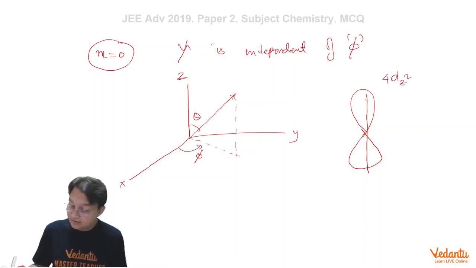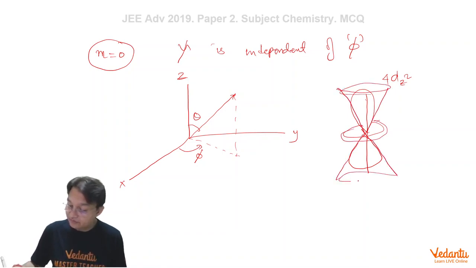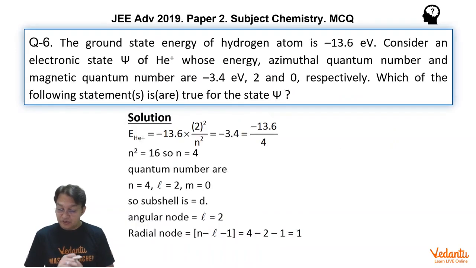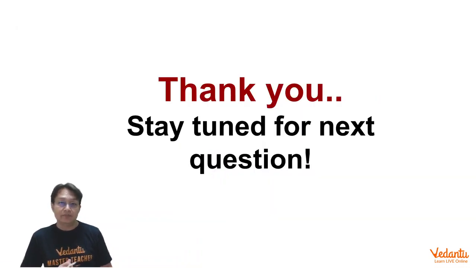As you know, it has a ring kind of a thing, and it has two angular nodes, represented like this. They are these surfaces, like a cone. On these surfaces, as I have shown in this figure, the probability of finding the electron is 0. So it's a very interesting problem, and a lot of things are incorporated in it. I hope you understand this. This is the printed solution of this. Go through it and stay tuned for solutions to the other problems. Thanks for watching.